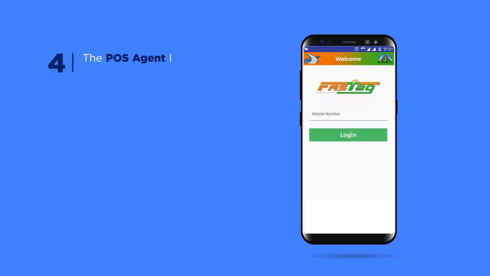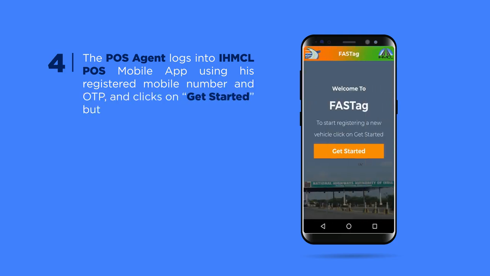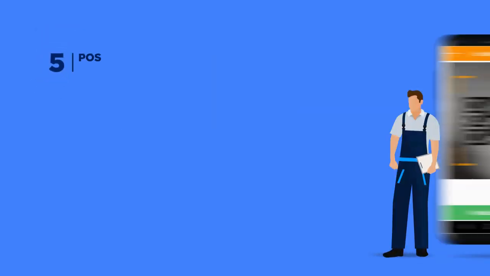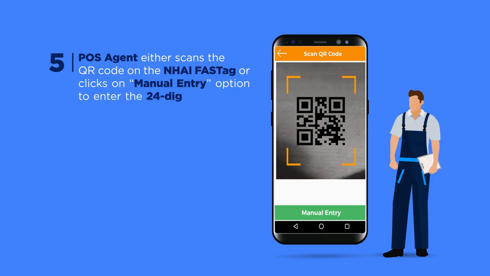4. The POS agent logs into IHMCL POS mobile app using his registered mobile number and OTP and clicks on Get Started button to proceed with tag issuance. 5. POS agent either scans the QR code on the NHAI FASTag or clicks on manual entry option to enter the 24-digit number printed on the tag.